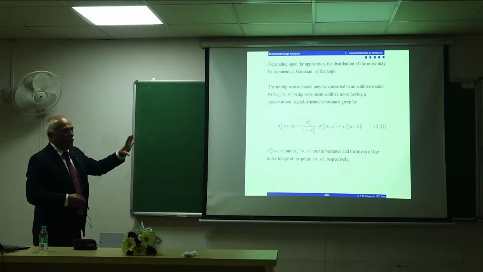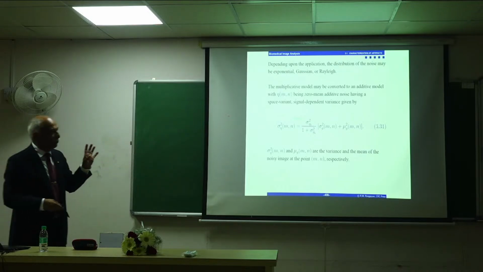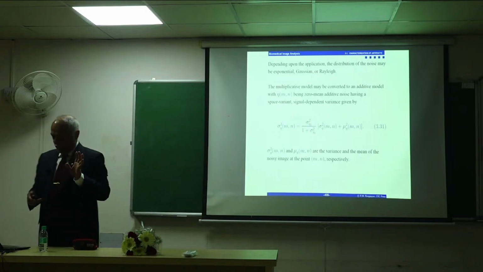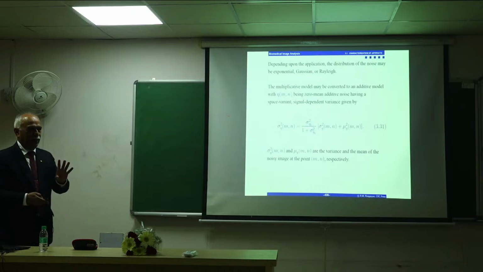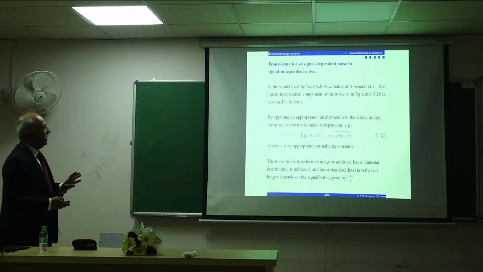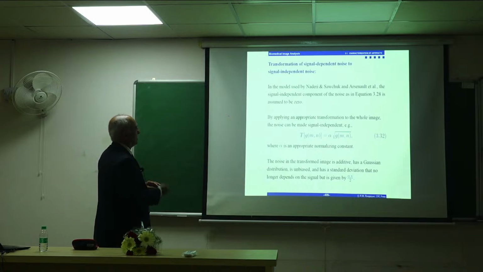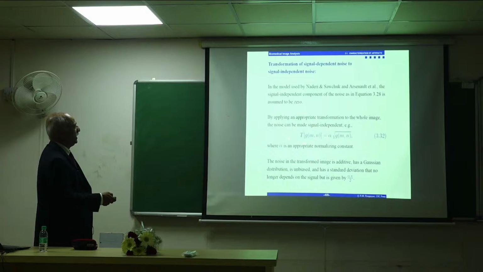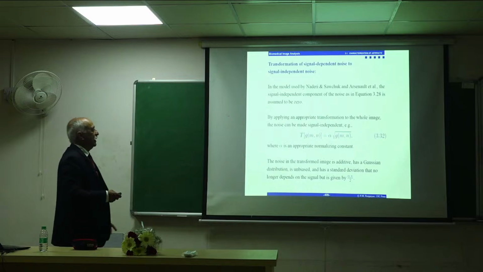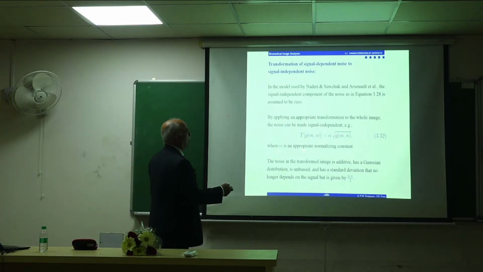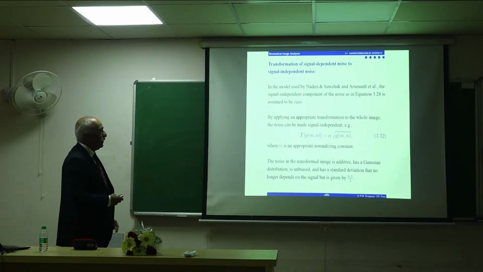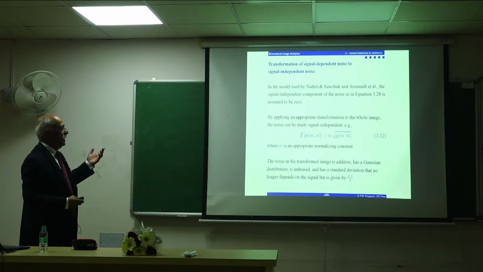So there are some transformations and manipulations of this nature which help in converting signal dependent noise into some other type of noise that facilitates further processing. So there are a few papers where this kind of a transformation has been applied. t(g(m,n)) is alpha square root g(m,n). So that is normalizing, alpha is a normalizing constant. And the noise in the transformed image is additive, has a Gaussian distribution, and so on.